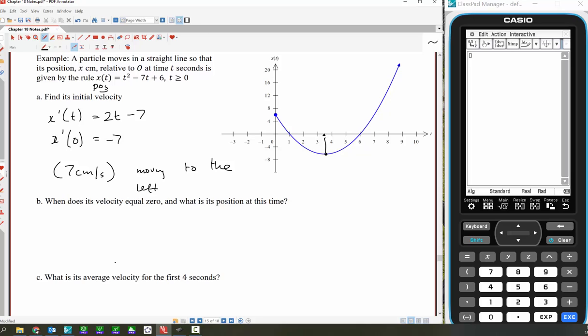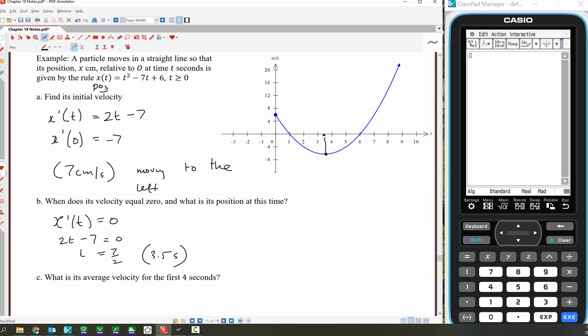So when does the velocity equal 0? We find out when that happens by doing x dash t equals 0. We're saying to the gradient function, or the velocity function, when are you 0? 2t take 7 equals 0. t is equal to 7 on 2. So what that means is at 3.5 seconds.